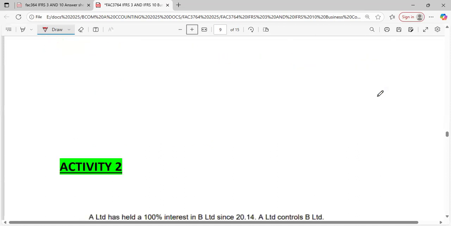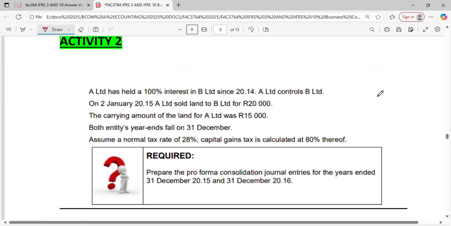Right? I think there's a question here which will illustrate this. Let's check what the question is saying. So this one says A Limited held 100% interest in B Limited since 2014. A Limited controls B Limited.